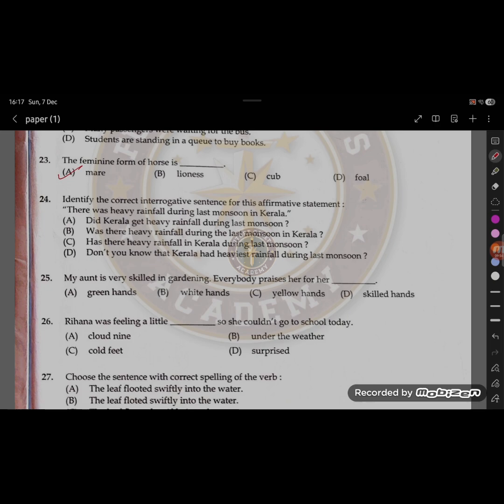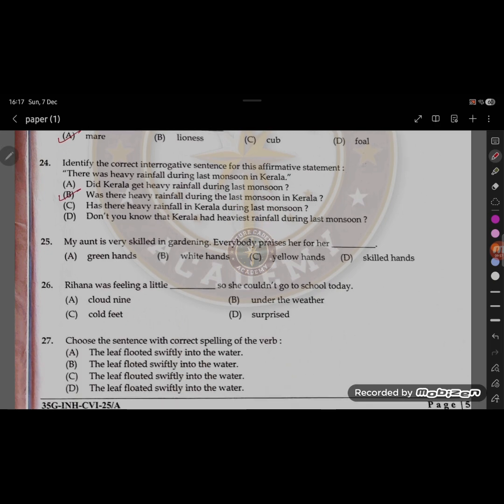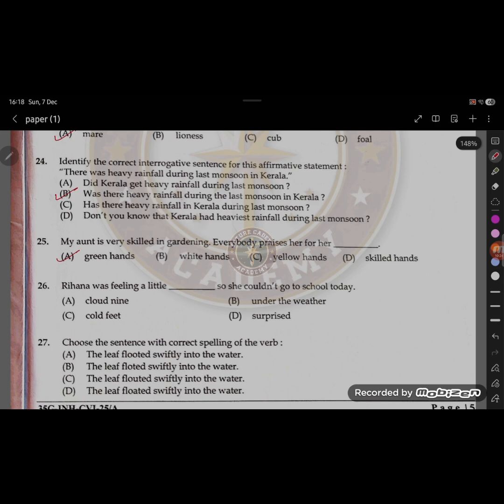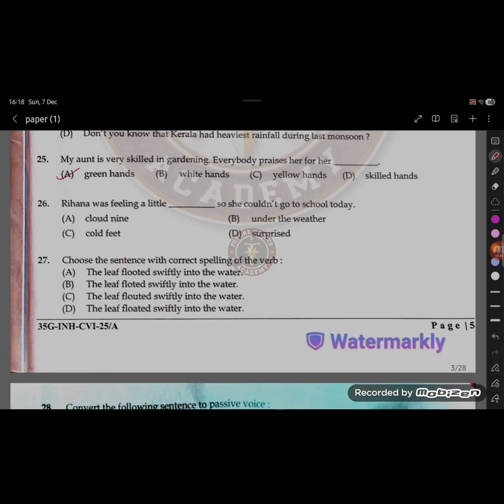interrogative. So the answer here is B, the interrogative for There was heavy rainfall during last monsoon in Kerala. So was will be here, and the sentence starting from was is your answer. Now question number 25. My aunt is very skilled in gardening. Everybody praises her for her green hands, white hands, yellow hands. This is a classic question of the usage of idioms, and here it will go for green hands. Quite easy to get right. Now 26th question. Similar. Rihanna was feeling a little dash. She could not go to the school today. So she must be feeling sick, right?